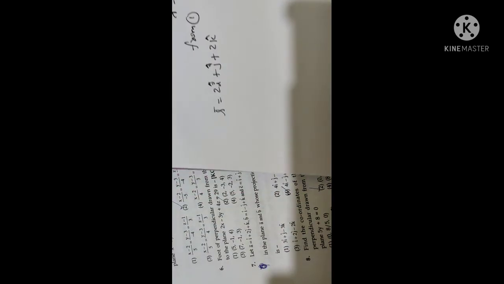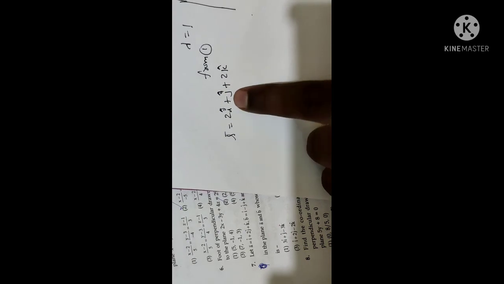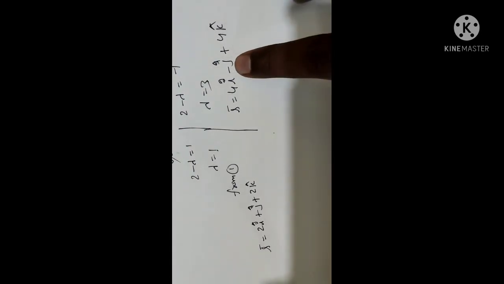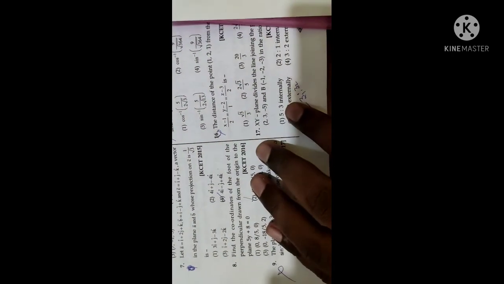Now which option is given? First option 2i plus j plus 2k, that is not given in the 4 options. The second one is 4i minus j plus 4k. 4i minus j plus 4k is given in 4th option. Therefore, we can write 4th option is the correct answer for this question number 7. Okay. Next, we will discuss 8th question.